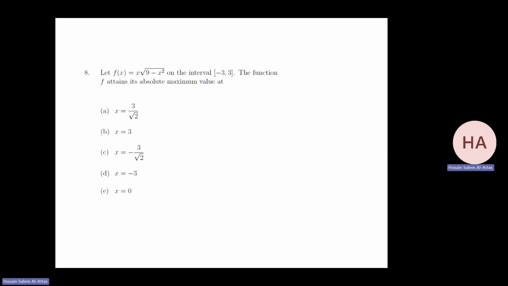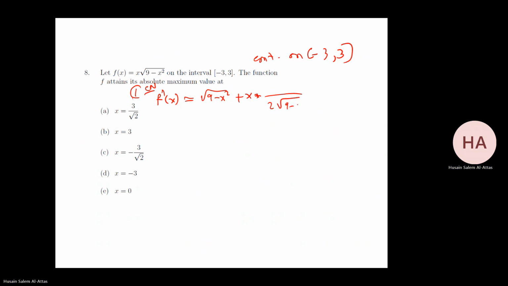Another problem, let f equal this. So this is continuous on the closed interval. The function, I have no problem. So we'll do f prime. First step, critical numbers. F prime, I have a product of two functions. So square root of 9 minus x squared plus x times this is minus 2x, the 2 cancelled. Now this is over the square root. So you have 9 minus x squared minus x squared over this.